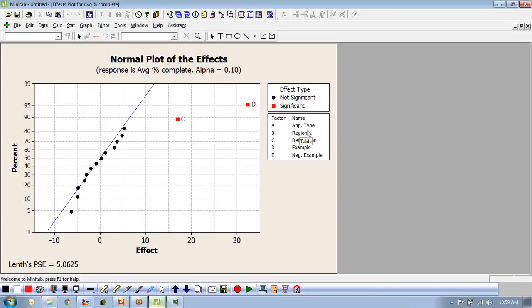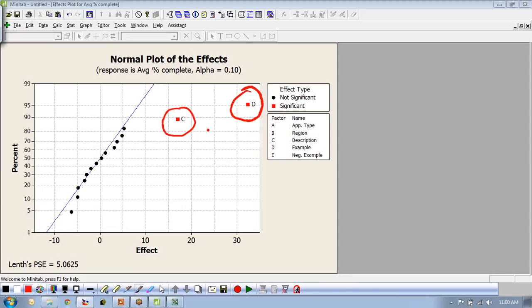You know, nothing earth-shattering on this, but I want you to notice a couple of things. First of all, there's all these dots over here. Now, the idea on the normal plot is that the stuff that's on the line is basically just noise. It's just normal noise. It adds normal small variation. It's basically like common cause variation. However, the things that stick out, in this case C and especially D, D is the biggest effect here, are the things that make a difference in the design.